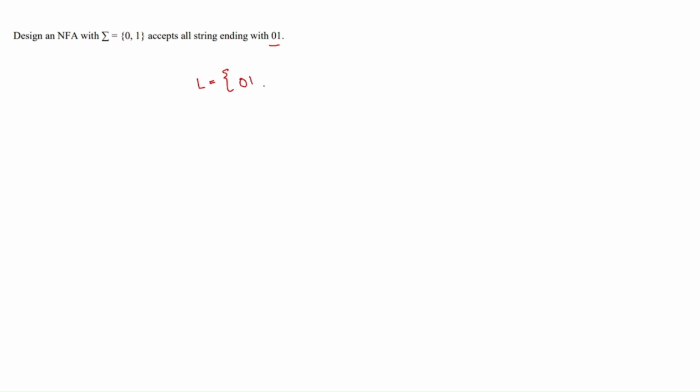So 0 1 ends with 0 and 1. 0 0 1 ends with 0 and 1. 1 0 1 ends with 0 and 1. Sorry, 0 1 ends with 0 and 1. Else 1 1 1 0 1 ends with 0 and 1, and so on.